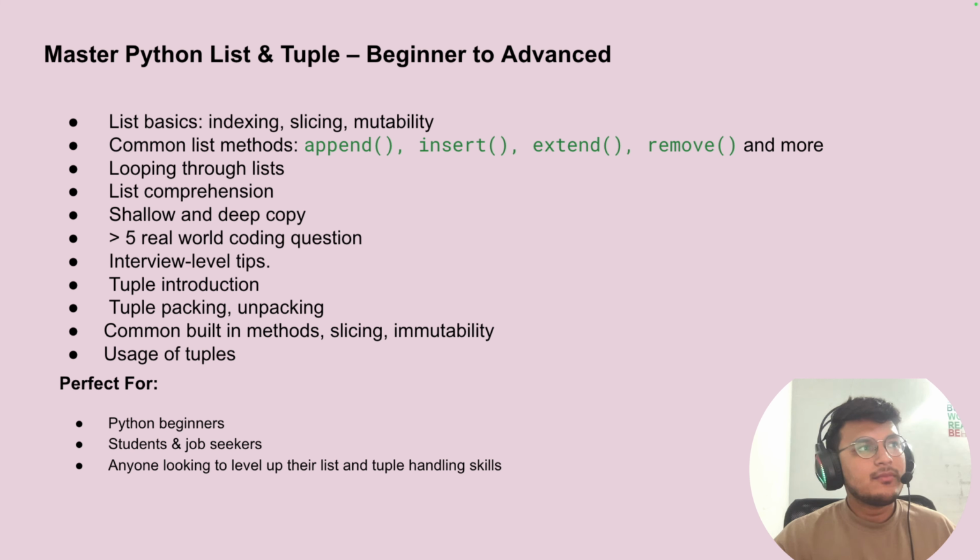So, what we are going to cover in this video, as you can see in this tag, is that first we will see the basics of list, where we will understand about indexing, slicing, mutability. Then we will see some common list methods like append, insert, extend, remove, and many more. Then we will see how we can loop through list. Then we will see a very important topic, which is list comprehension. Then we will see shallow and deep copy.